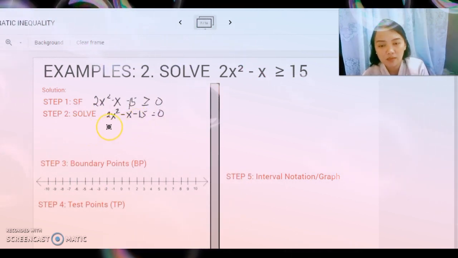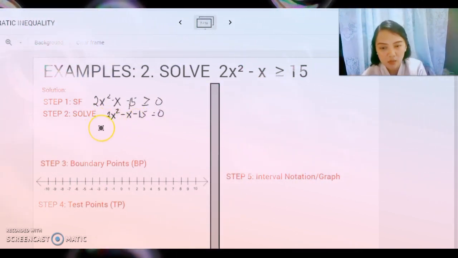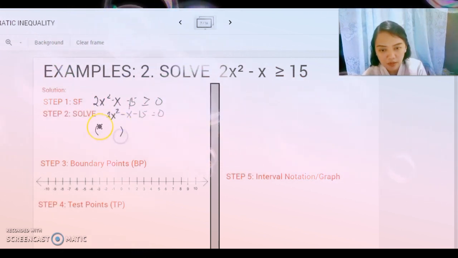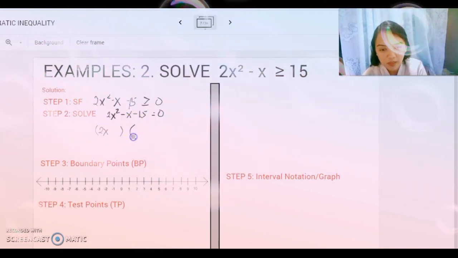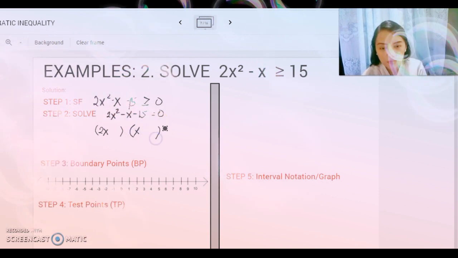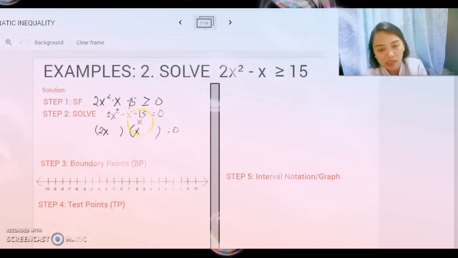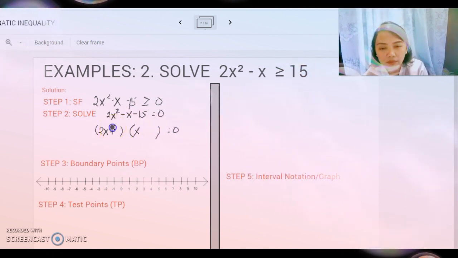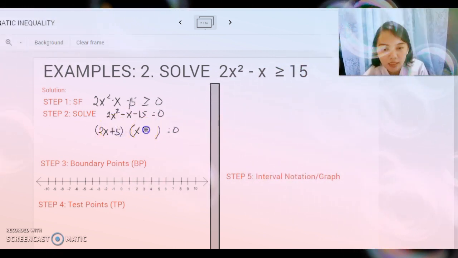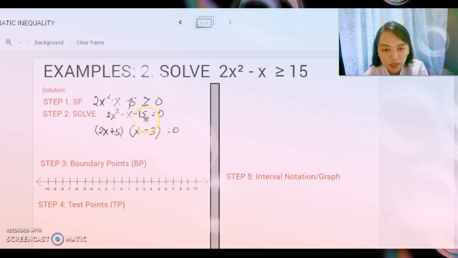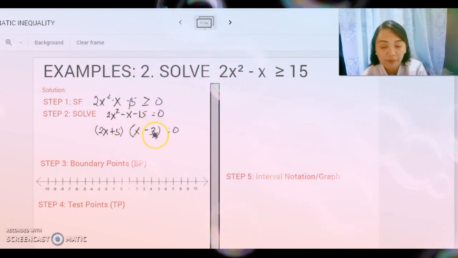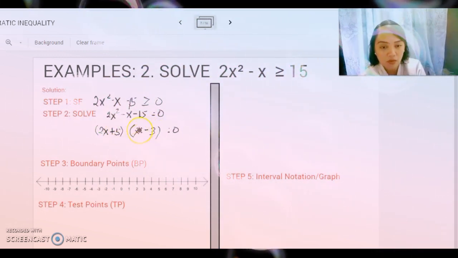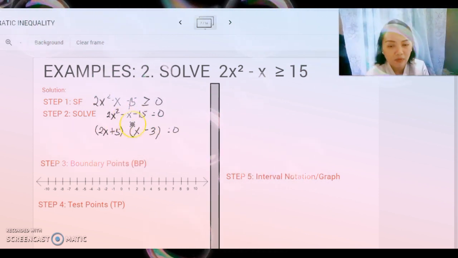So, we can factor this. So, since ang a natin is 2, so, ang isang factor niya dito is meron tayong 2x. Yung kabila is x is equal to 0. So, ano yung mga factors ni negative 15? So, pwede natin ilagay, let's say, 2x plus 5. Yung kabila is negative 3. Kasi 2x times negative 3 is negative 6, diba? And then 5 times x. O, 6x minus 5x is negative x.